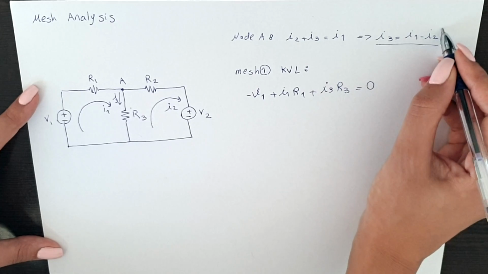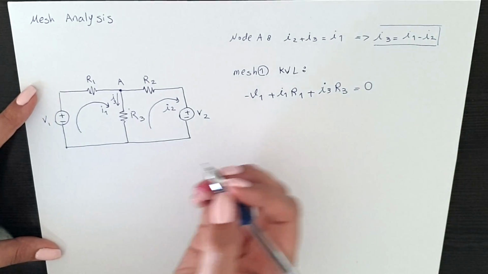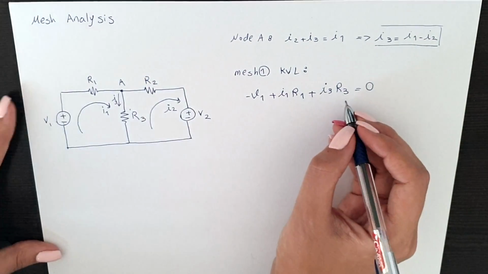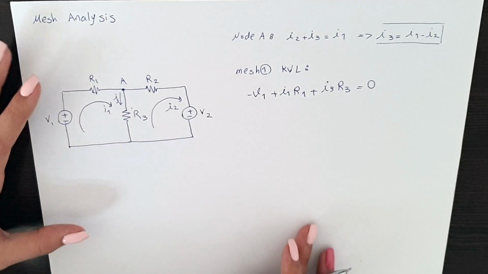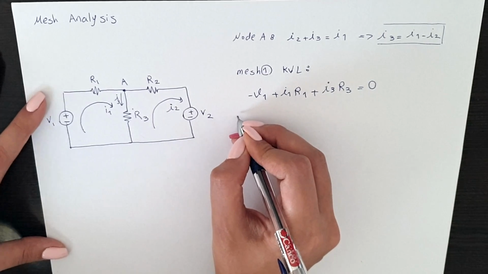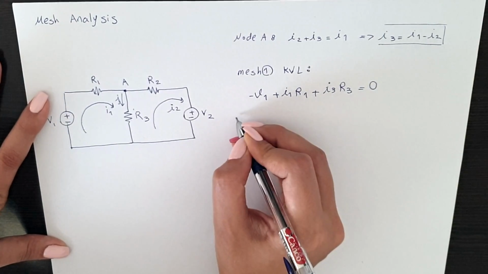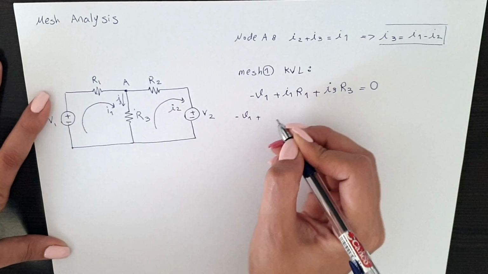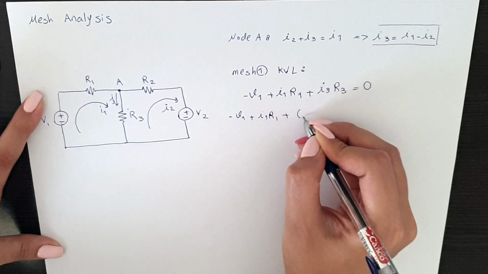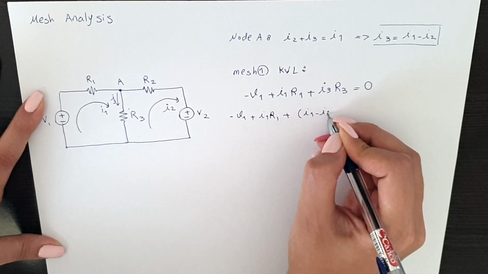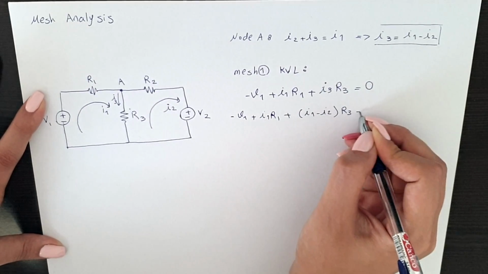I3 is I1 minus I2. So what do we do? We just put I1 minus I2 instead of I3 in our equation. So we say minus V1 plus I1 R1 plus (I1 minus I2) R3 is equal to 0.